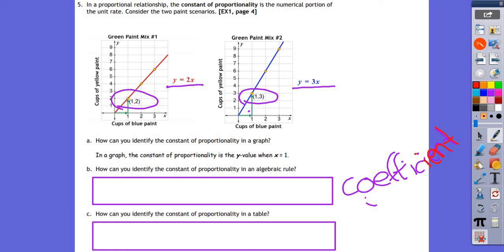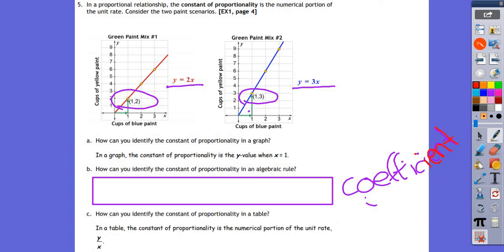And 5C says, how can you identify the constant of proportionality in a table? If I'm looking at a table, I can always take y over x, your y value divided by your x value. What was my y value in number 1 mix? 2. Divided by, what is my x value? 1. What was 2 divided by 1? 2. Isn't that what my constant of proportionality was?